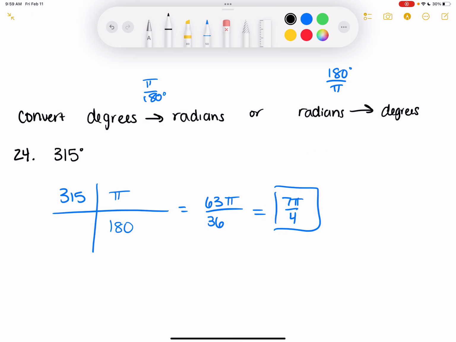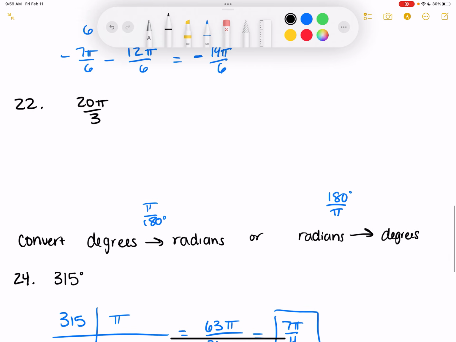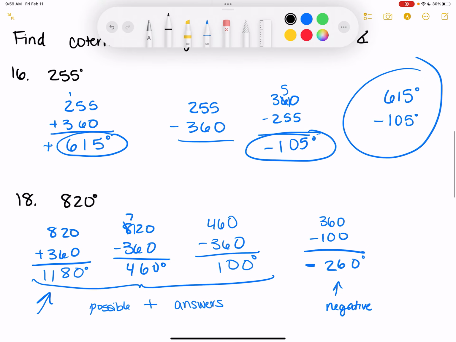Can we just get 22? Yeah, we're going to come back to it because I'm going to do 22 by converting it from radians to degrees, and then we're going to solve it like we did 16 and 18.